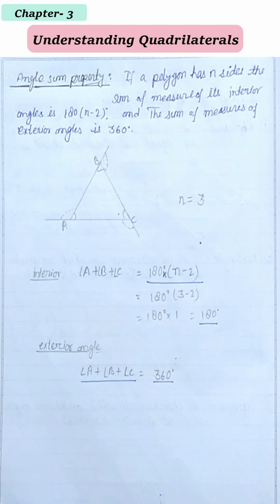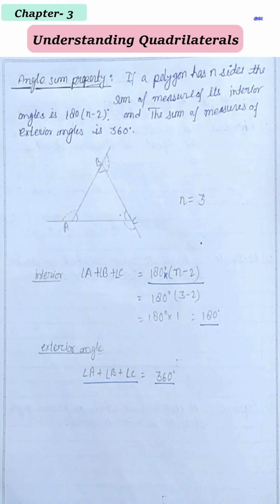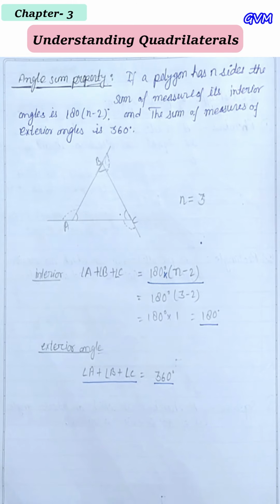So students, this was the introduction part of the chapter Understanding Quadrilaterals. Today we have learned about polygons, the formula to find the sum of angles in any polygon, types of polygons, quadrilaterals, parallelograms, and lastly the angle sum property. You can understand this topic by revising it once again and practicing the examples related to this chapter from your textbook. So this is the end of the video.